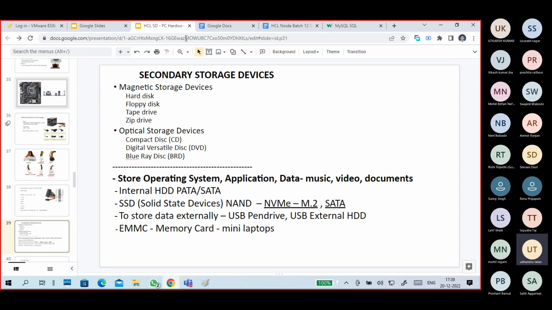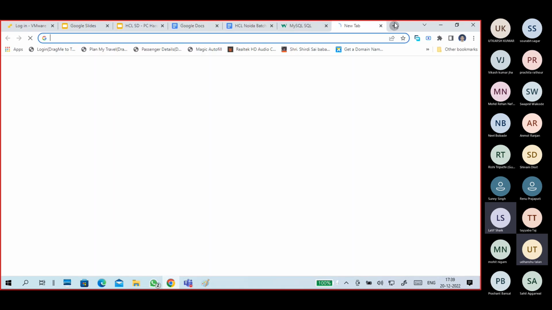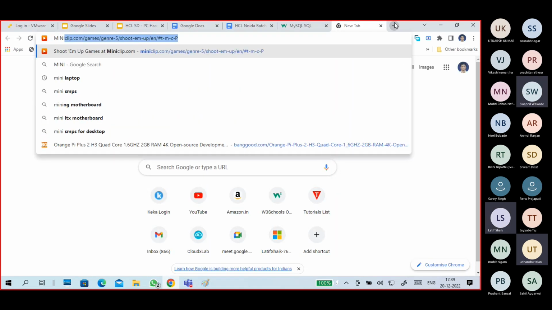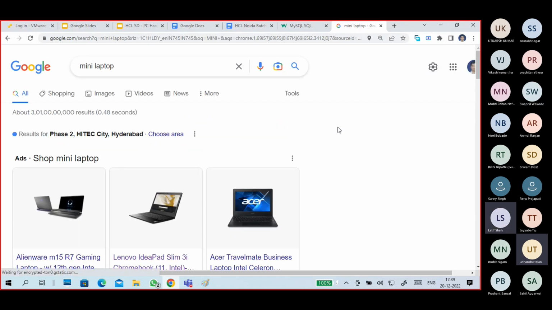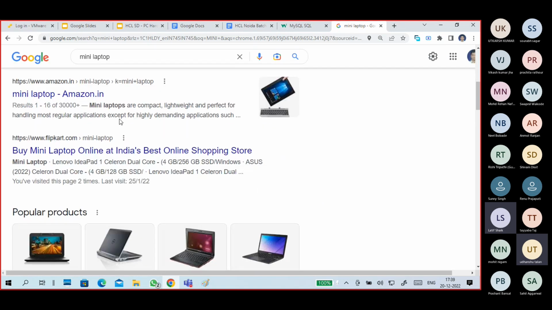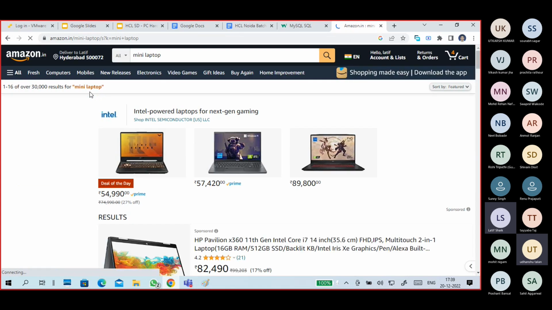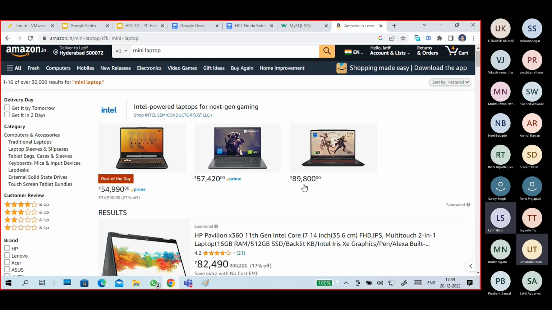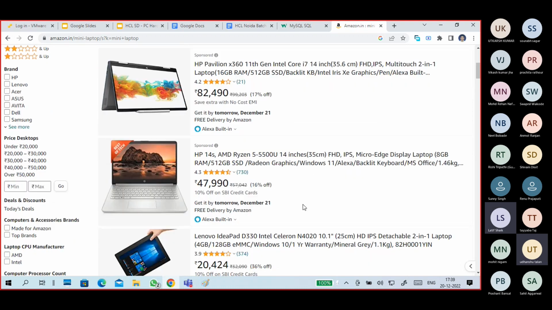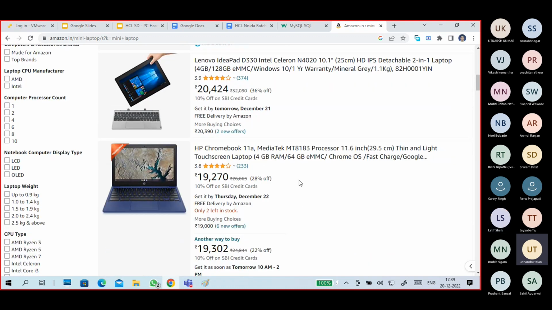Mini laptops: is the data stored on eMMC or ROM? They say ROM because they don't tell where it is stored. They say it very simply, ROM memory. RAM memory is 4 GB, ROM is 64 GB, to make it easier. But it is not ROM, it is eMMC storage only. See, it is 64 GB eMMC.